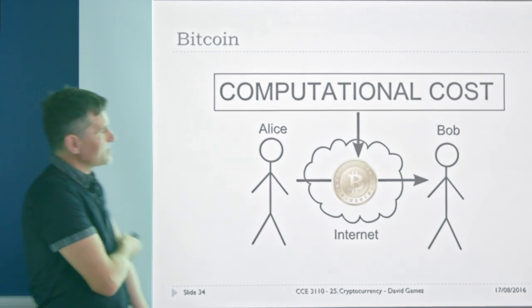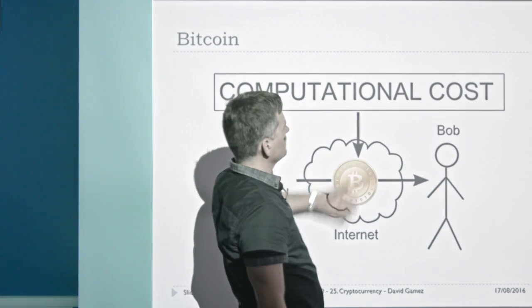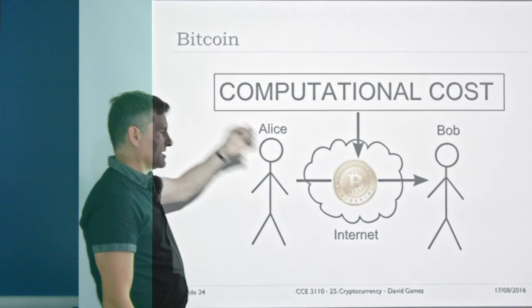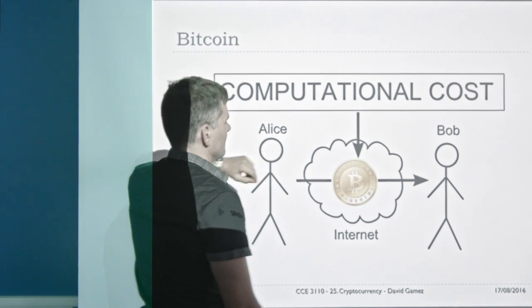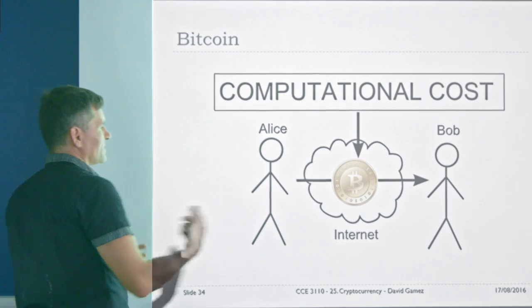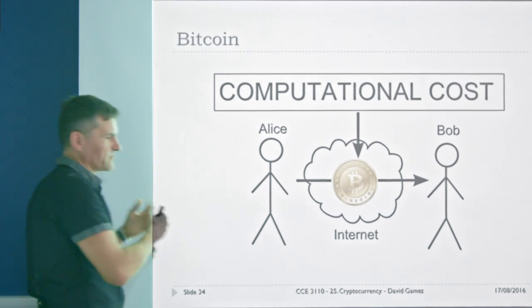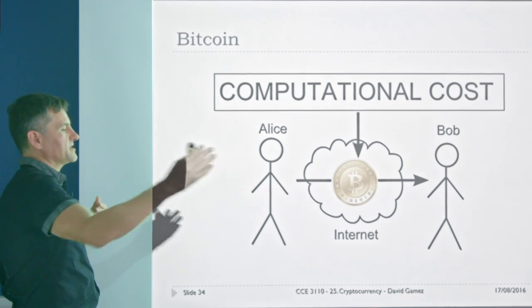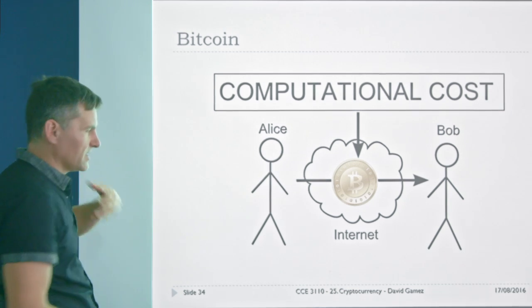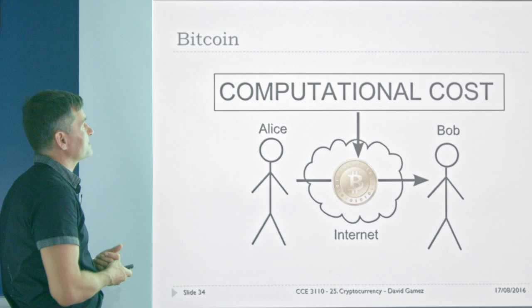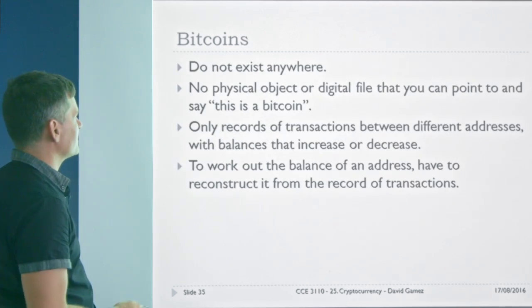Now, in Bitcoin it is the computational cost that limits the supply of cash, and I'm going to explain how that works. And the computational cost is used as a mechanism for ordering the transactions in time, which is used to prevent double spending, which is used to ensure that transactions in Bitcoin can actually be trusted. So I'm going to explain all this in a bit more detail.